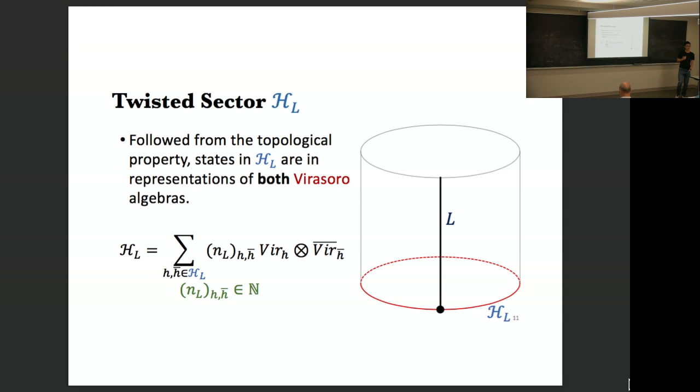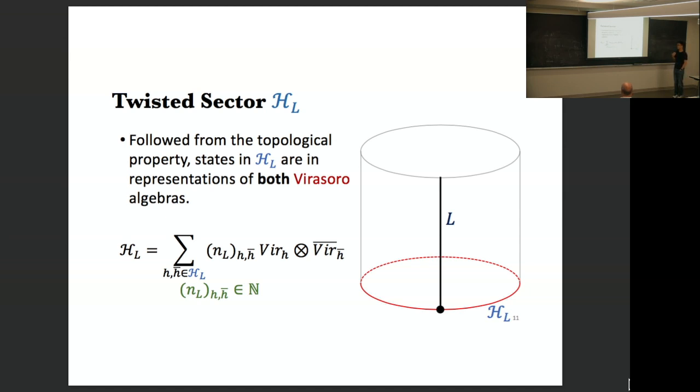Because of the twist, the new Hilbert space you get in this quantization will be different from the ordinary Hilbert space of local operators. So this new Hilbert space will be denoted as H sub L. The contents of the states in H sub L will depend on the choice of your topological line L, and of course depends on the quantum field theory.